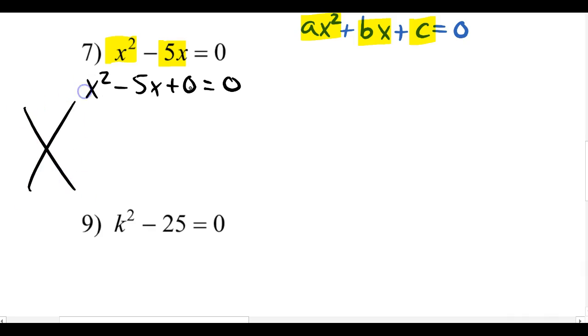Do our x. First number times the last, 0. Number on the bottom, negative 5. And I know I'm going to have to multiply 0 to get 0, so that's one of the numbers. And then 0 plus what equals negative 5? Negative 5.